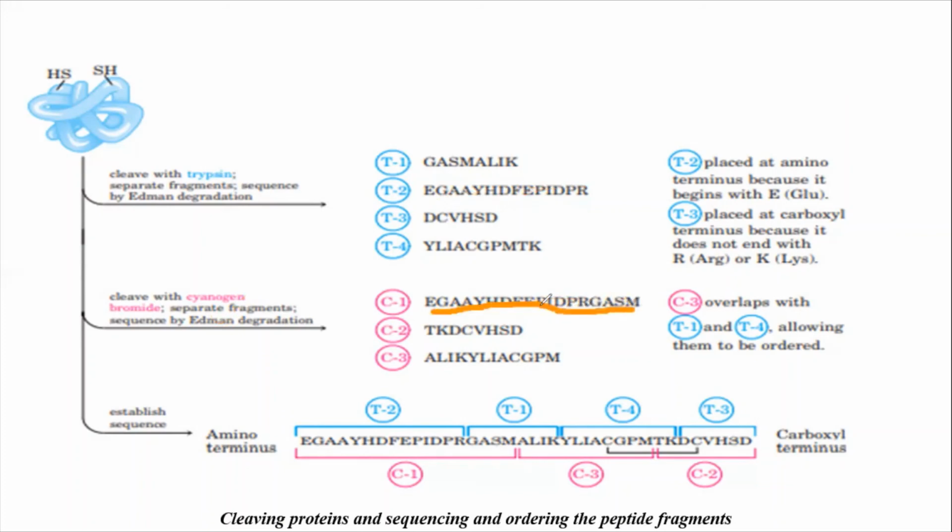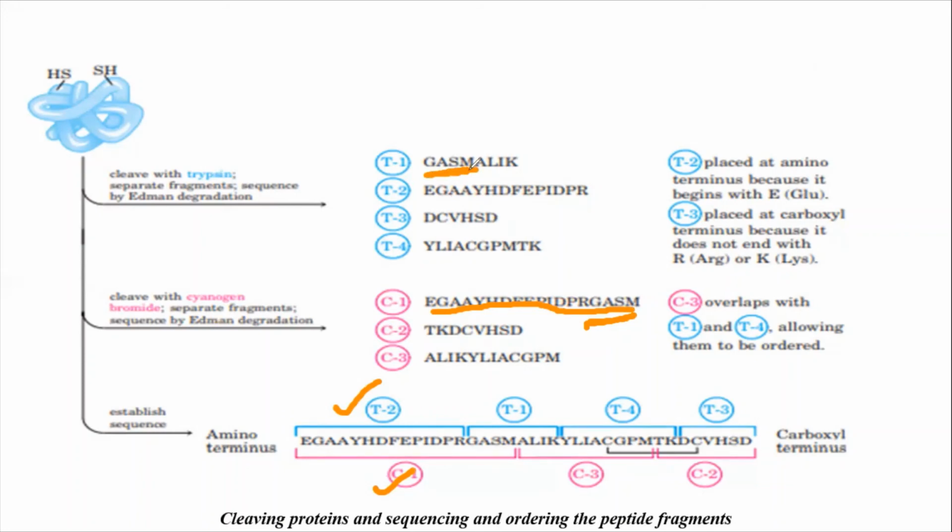This thing, so this becomes my first fragment. So yes, T2 and C1 I got as my first fragment. Now you need to see where it is overlapping. So we see that you have got PRGASM, GASM. Now where do you see, in the case of trypsin? You see that you have got GASM, GASM over here it is present.